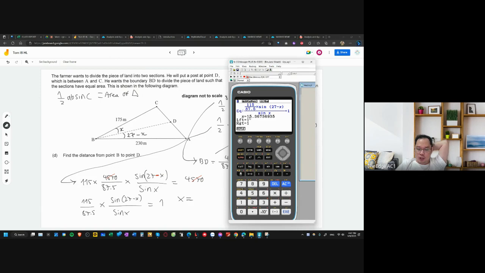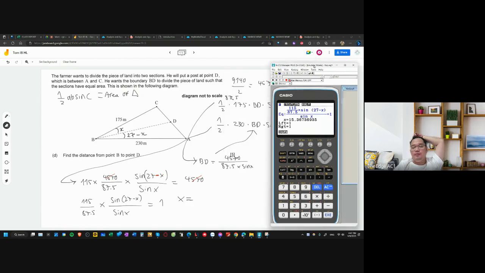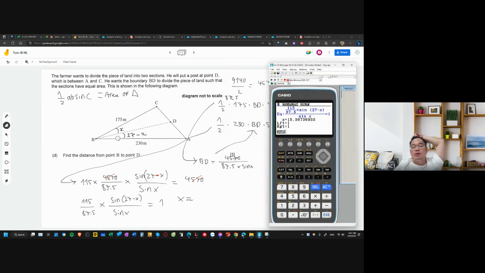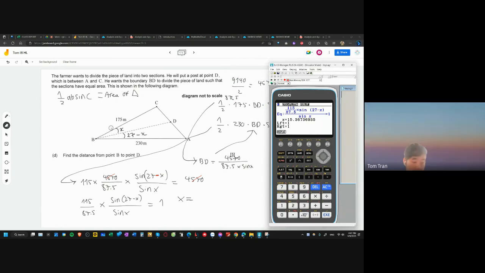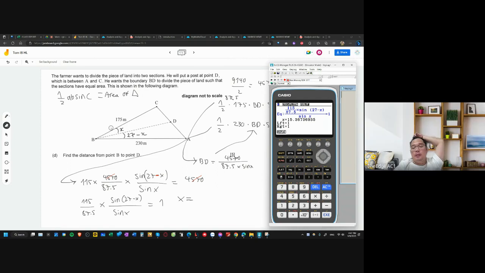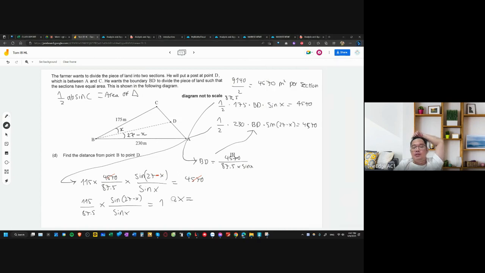The solution is 15.4. That is the angle, 15.4 degrees. Beautiful, because I know that angle is going to be about half of 27 degrees. And finally, put that value, 15.4 degrees, into the first equation at the top to find the side BD.